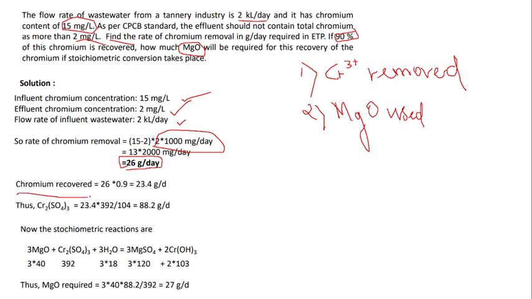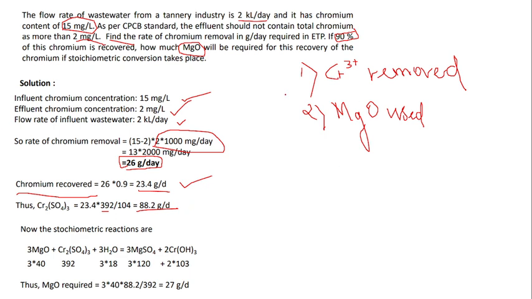The amount of chromium recovered: in this removal stream, only 90% is recovered. So multiply it with 0.9. 26 into 0.9 is 23.4 grams of chromium recovered per day. Now you have to calculate this in terms of chromium sulfate. You know that for every 392 grams of chromium sulfate, 104 grams of chromium are there. For 23.4 grams, it is 88.2 grams of chromium sulfate per day.